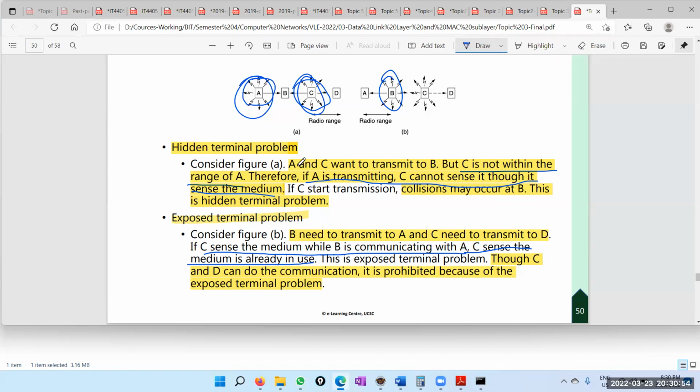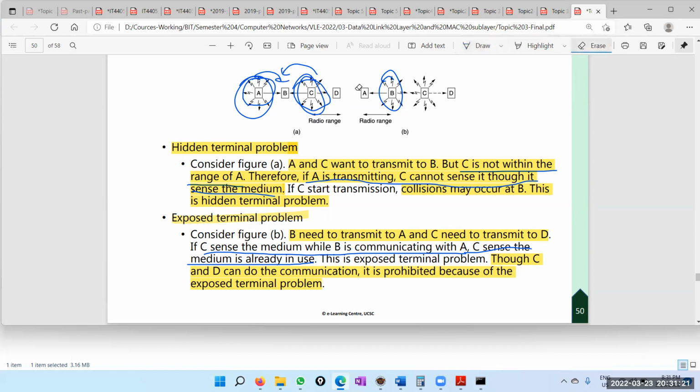Let's read it again. A and C want to transmit to B. A wants to transmit to B. C wants to transmit to B. If A is transmitting, C cannot sense it through sensing the medium because C is not directly connected to A.